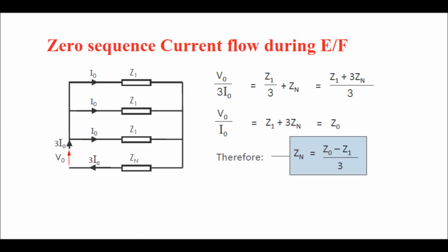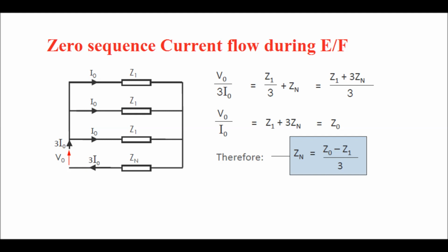Due to the flow of the earth fault, zero sequence current will flow in the neutral path, that is, through the impedance which is called Zn, and it will be equally distributed to each phase, that is red, yellow and blue phase, at the point of the fault. So I0 is the zero sequence current and it will distribute to each phase and come back to the source. So 3I0 current flows in the neutral path.